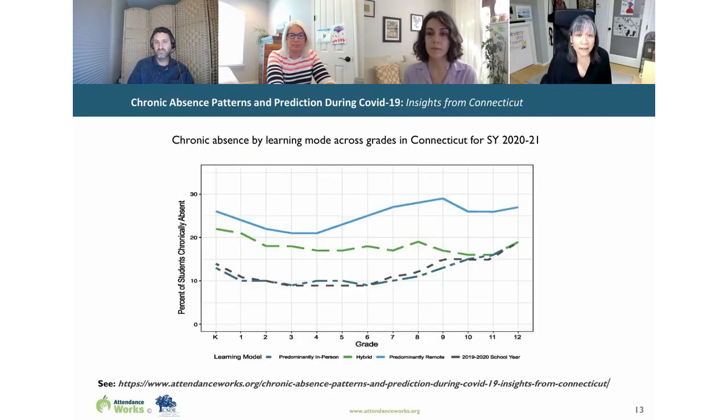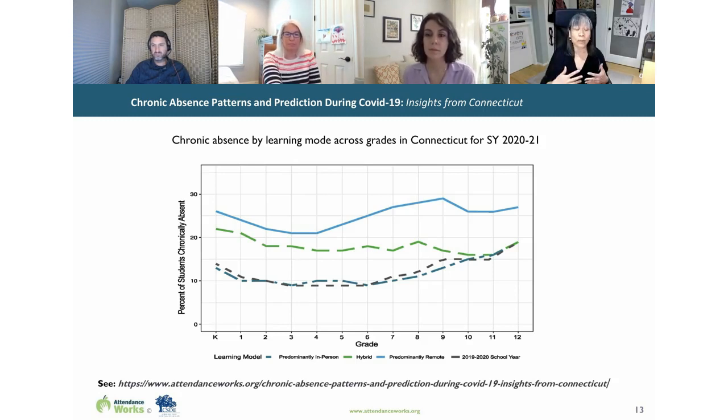Next slide. Now, the other really interesting thing that Connecticut was able to do, which I think offers us some insights about what we all might want to do in the coming year, is they were able to look at chronic absence across learning modes. So they could say, okay, that light blue line is chronic absence in distance learning. The green line below that is chronic absence for kids experiencing a mix of distance and in-person, so hybrid learning. The bottom lines, the dark teal, was this year's in-person chronic absence levels. The black gray line was chronic absence levels from the prior year.